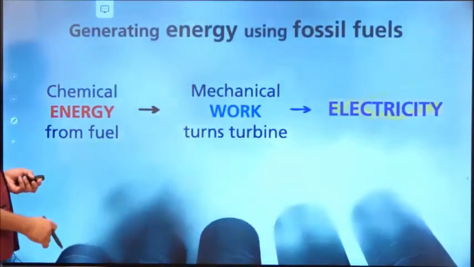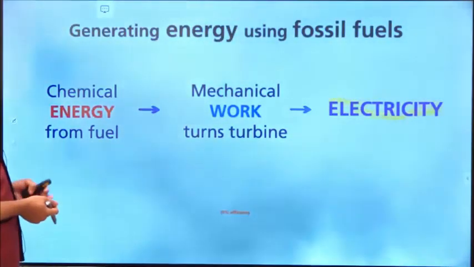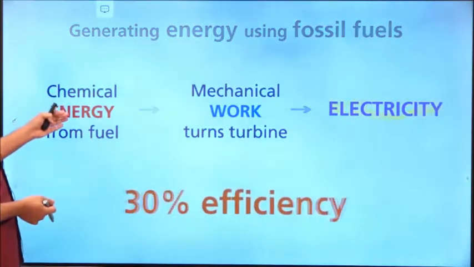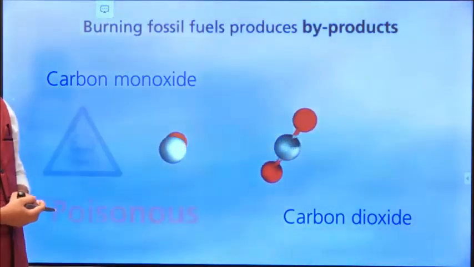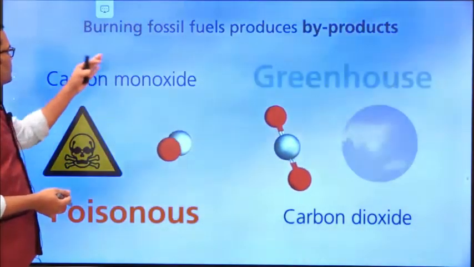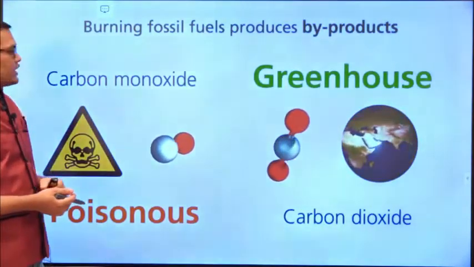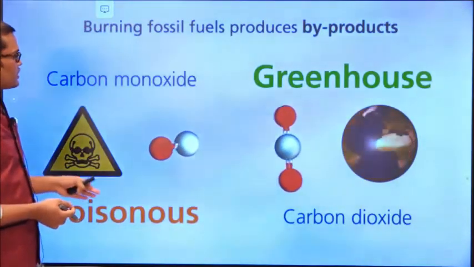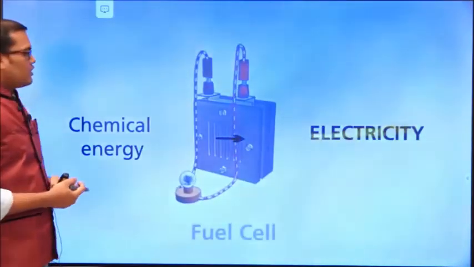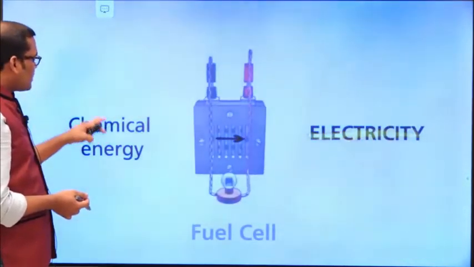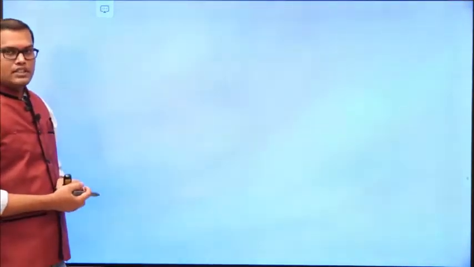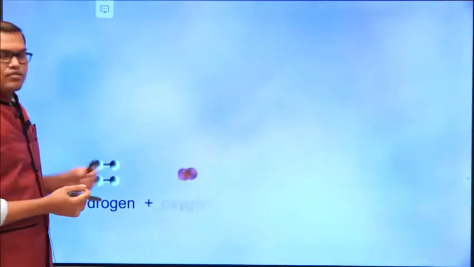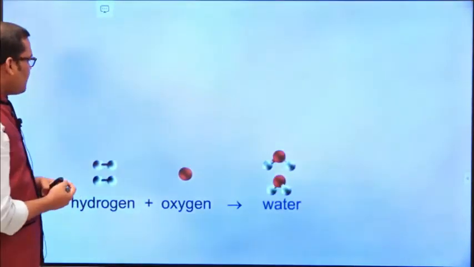So here I will play some video. So why do we need the fuel cell? If you use the fossil fuels, their chemical energy is converting to electrical energy through mechanical energy. The efficiency is basically 30%. Now if you are using those fossil fuels, you are generating some toxic gases like carbon monoxide, which is very poisonous, and some greenhouse gas, carbon dioxide. So basically you are polluting the environment. Now if you use the fuel cell, it converts the chemical energy to electricity through electrochemical reactions at each electrode, and the efficiency of the fuel cell is 60%, which is higher than the fossil fuels.